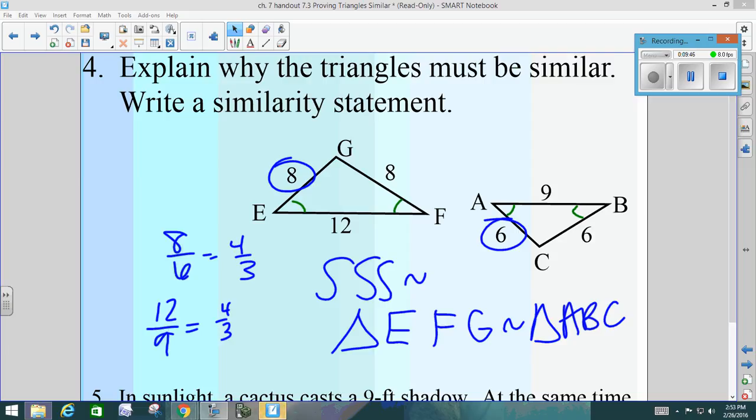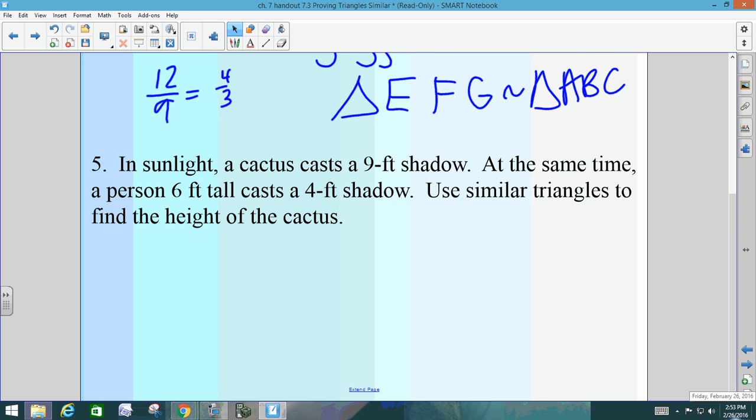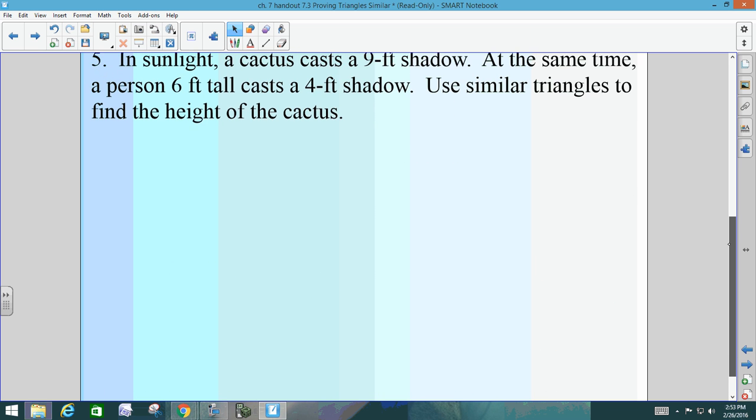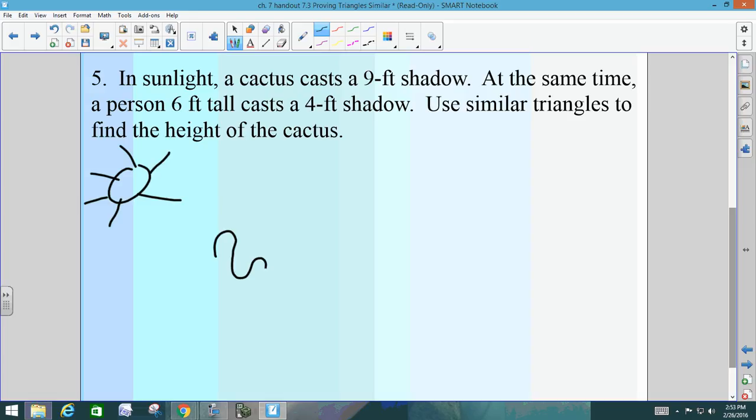Cool. Oh, number 5. In sunlight, a cactus casts a 9-foot shadow. At the same time, a person 6 feet tall casts a 4-foot shadow. There's my cactus. Just shadow.